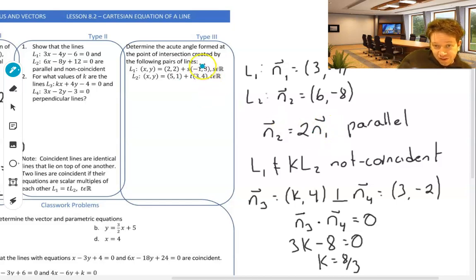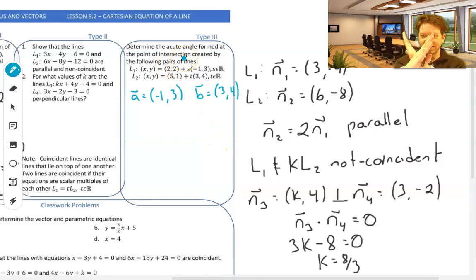Well, here are the direction vectors. So L1 has the direction vector, let's call it A. Doesn't matter what you call it. But the direction vector for L1 is -1 and 3. And the direction vector for L2, let's call it B, is 3 and 4. Now we don't really care where these lines are, because you can take two lines that intersect, and if you just want to know the angle, you can move those two lines anywhere you want. So really all we want to do is find the angle between those direction vectors.